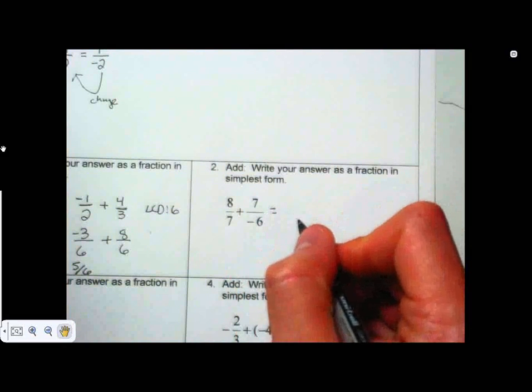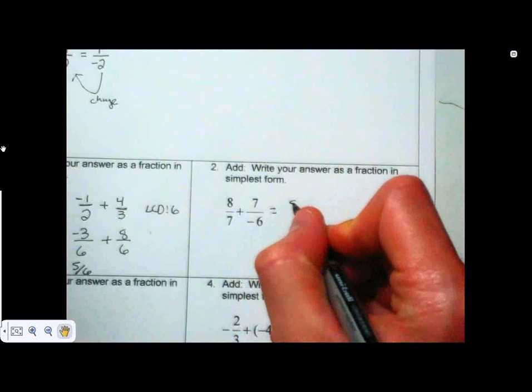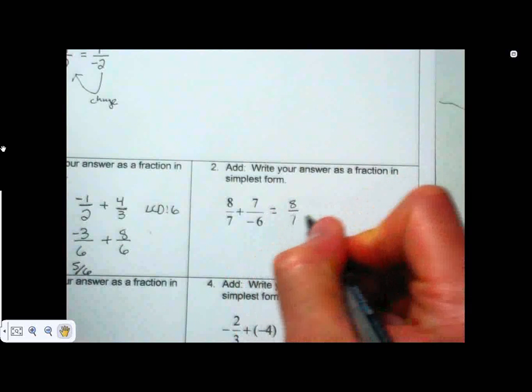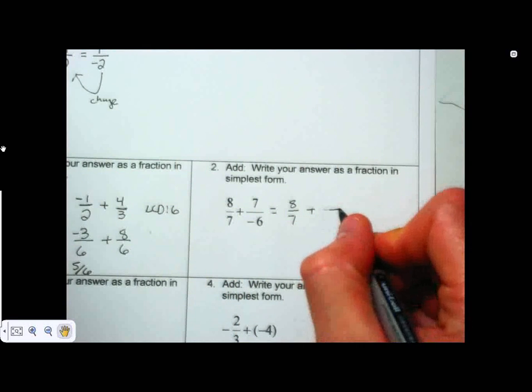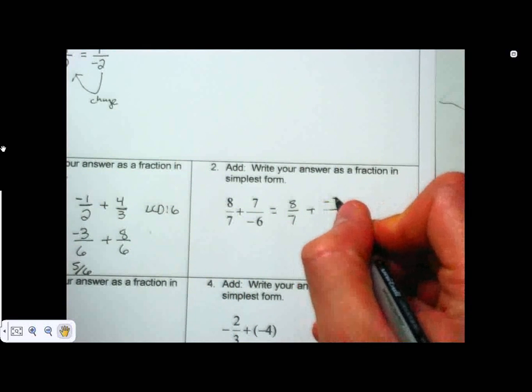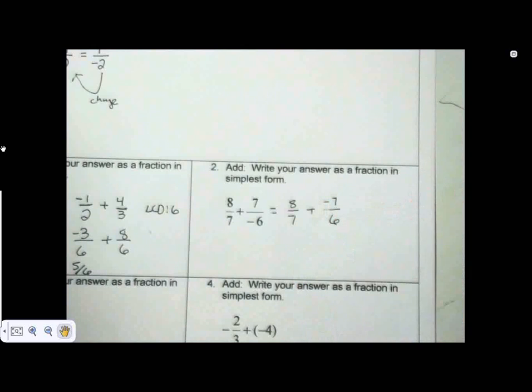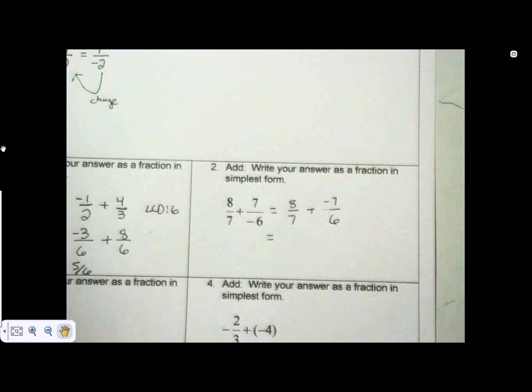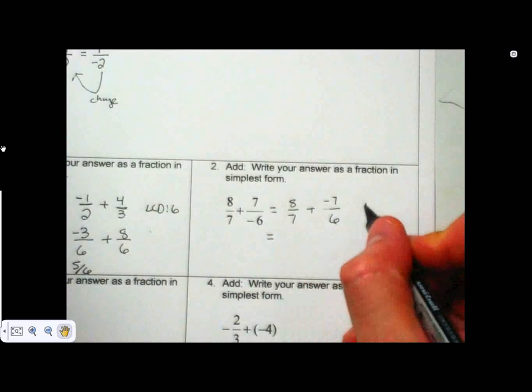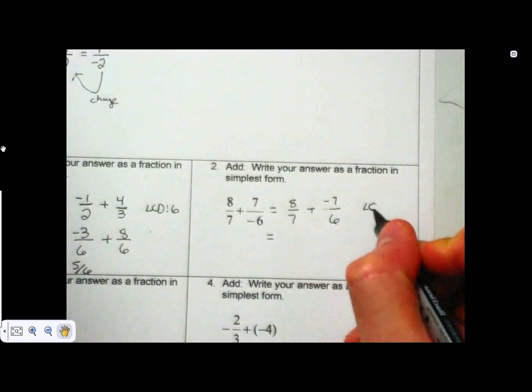Okay, so for number 2, again, the first step would be to change the notation, because anytime you have a negative on the bottom, it's difficult to work with. So what I'm doing is changing it to our most useful notation. And again, that does not change the value of the fraction. It just makes this easier to work with. Then we have to get our common denominator, which in this case would be 42.